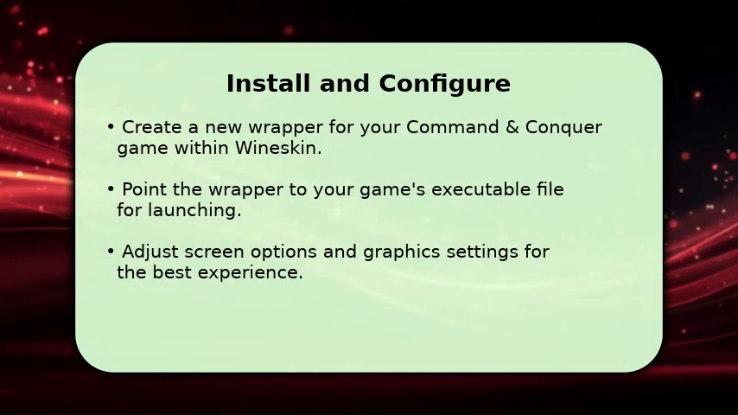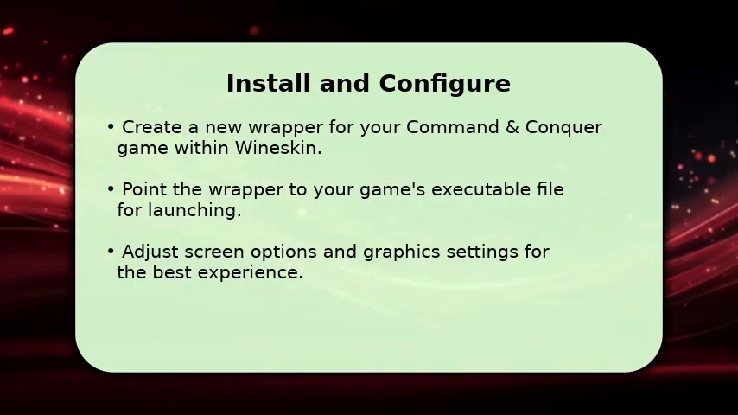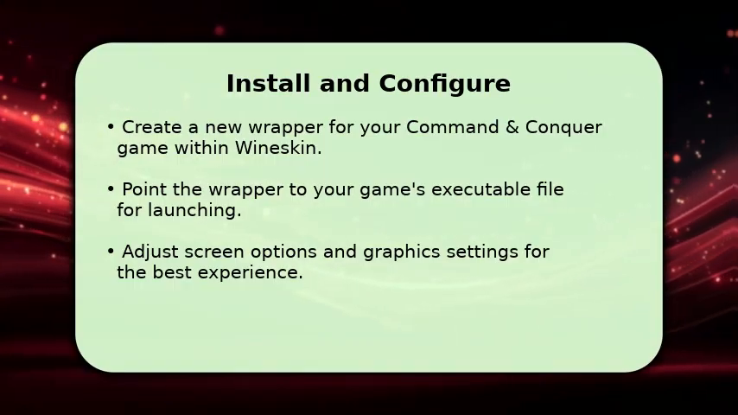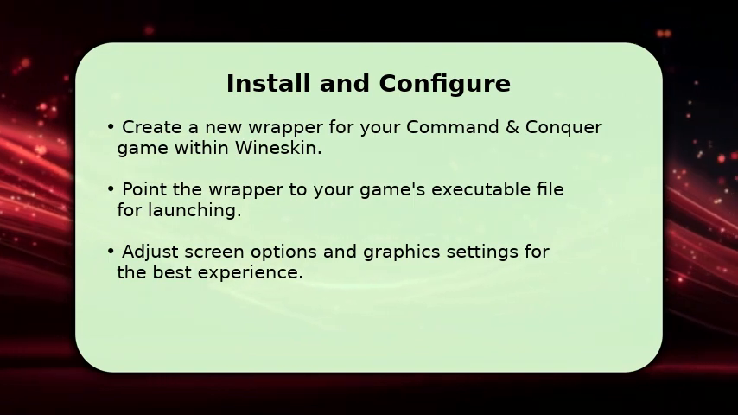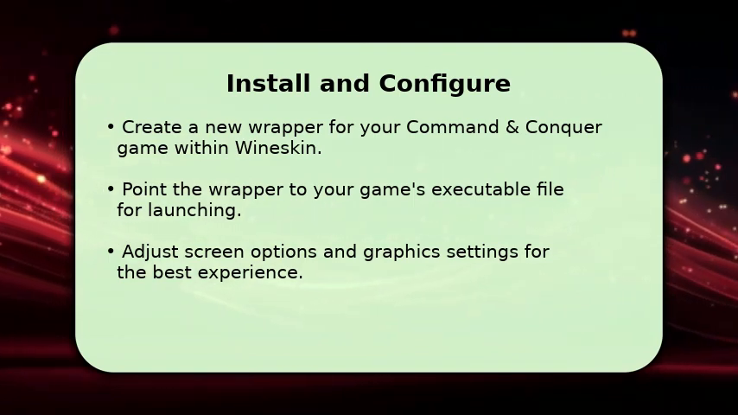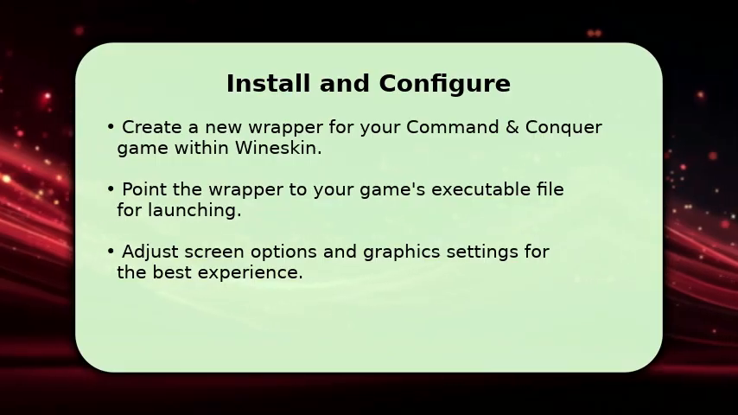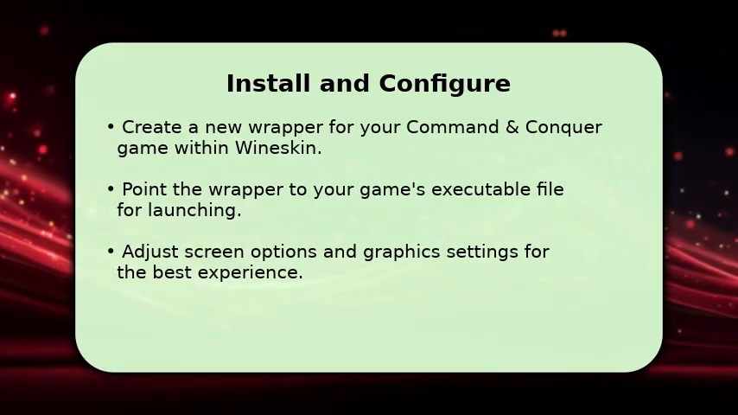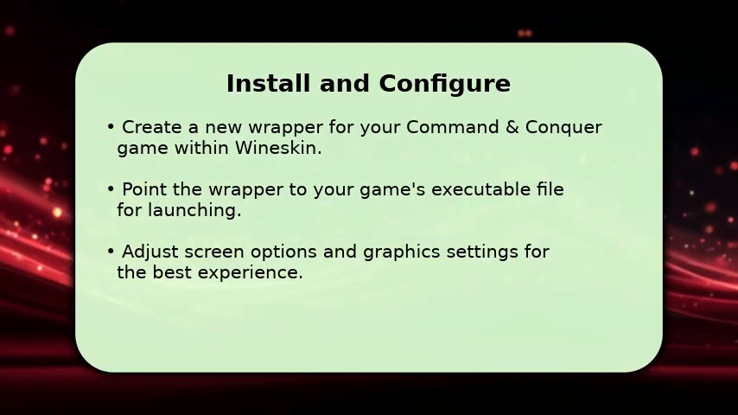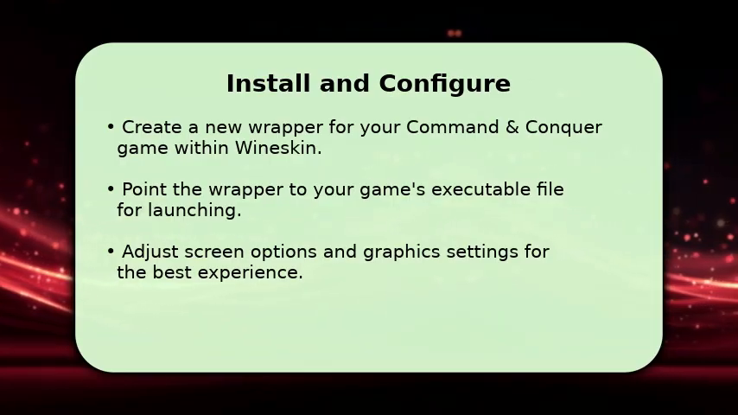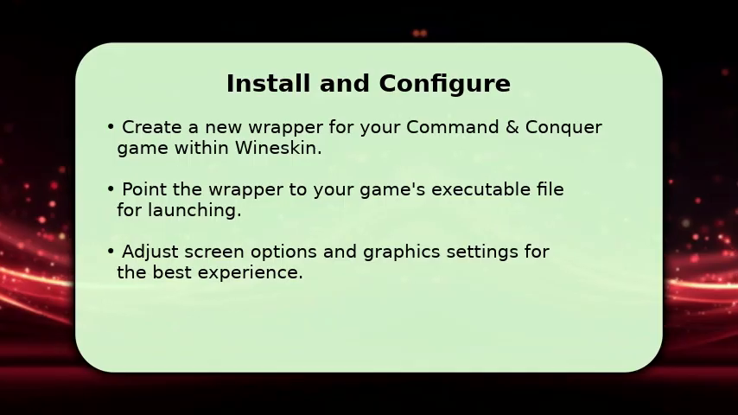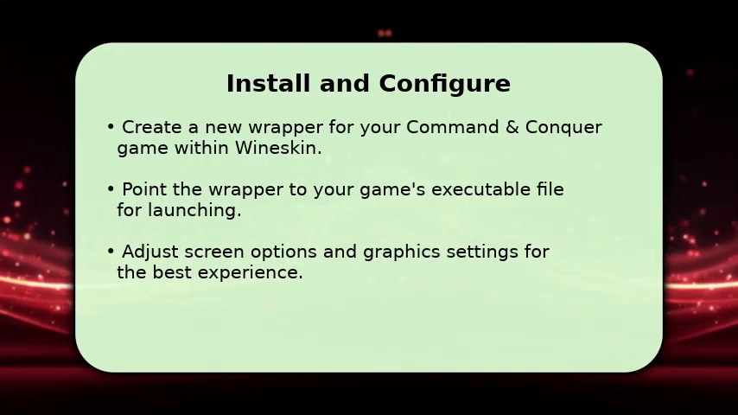Next, create a new blank wrapper in Wineskin Winery. Name it appropriately, perhaps C and C Tiberian Sun or Red Alert 2. After the wrapper is built, open it and select Install Software. Browse to your game's setup file and follow the installation prompts. Once installed, configure the wrapper to launch the main game executable, and you're almost ready to play.